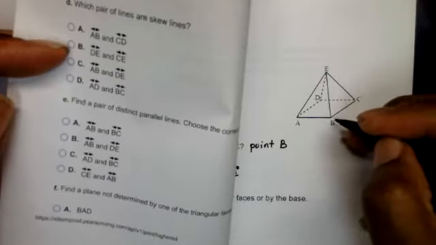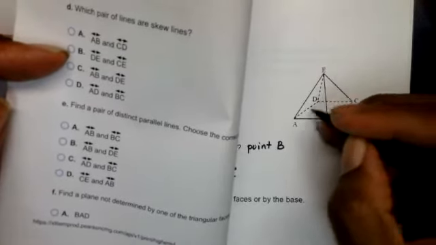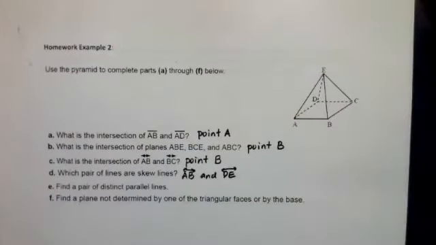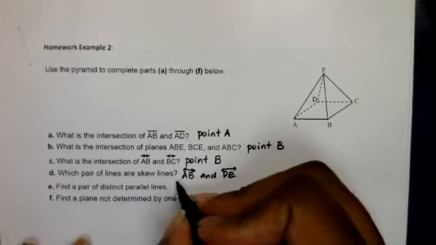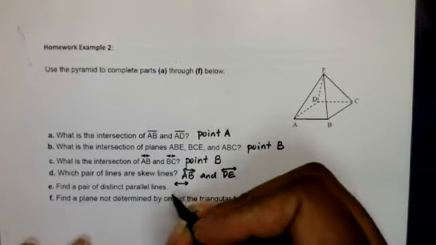What about AD and BC? Here's AD over here, BC is over here. Those are a pair of parallel lines. They're in the same plane, but they do not intersect. So AD and BC are a pair of distinct parallel lines.